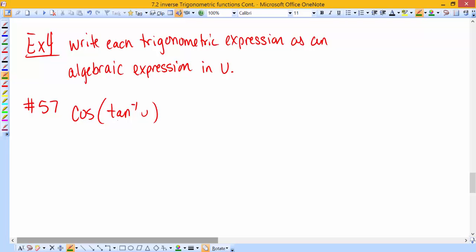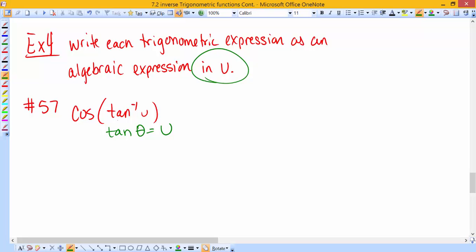So here, we want to write each trigonometric expression as an algebraic expression in U. That means we do not want cosine or tangent or sine or secant or cosecant or cotangent at all. We want to rewrite them only using U. So I'm going to start with the middle, just like we did in the earlier examples. I'm going to switch this. Tangent theta equals U. What this means is everywhere I see tangent, I can now replace it with U.